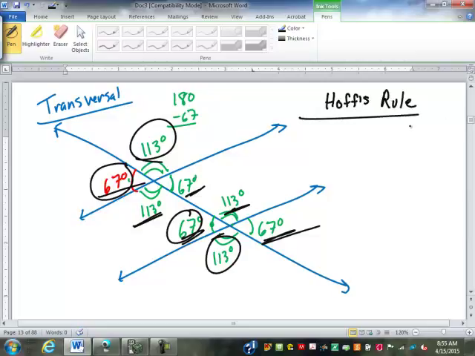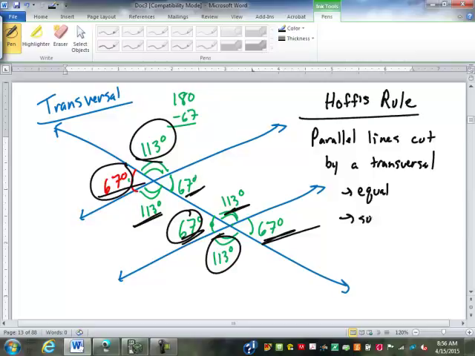And what my rule is, and write this down, it will be on the test, and you are expected to spread this around to all your friends. Hoff's rule is, when you have parallel lines cut by a transversal, all angles are either equal or supplementary.